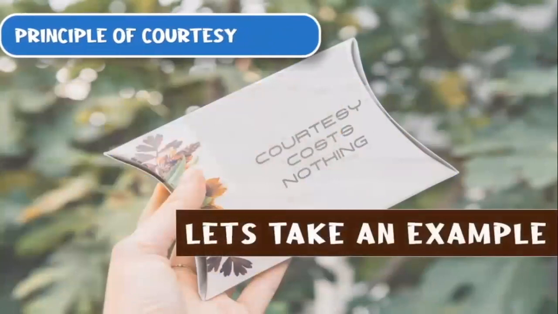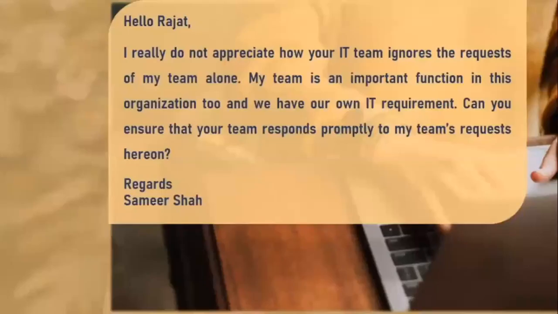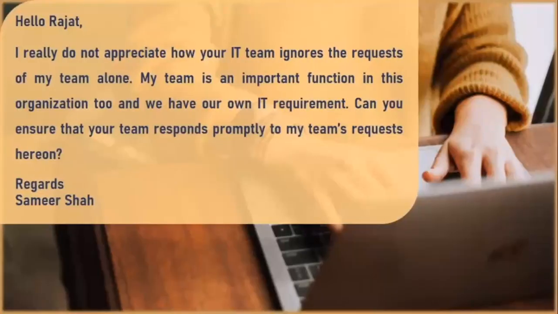Let's take an example here too. Hello Rajat, I really do not appreciate your IT team ignores the request of my team alone. My team is an important function in this organization too, and we have our own IT requirements. Can you ensure that your team responds promptly to my team's request hereon? Regards, Samir Shah. This email is judgmental and disrespectful. Rajat might now order his team not to respond to Samir's team's requirements entirely.